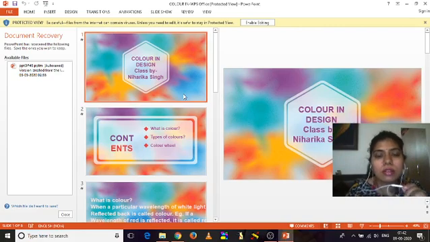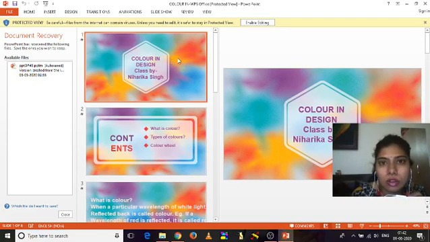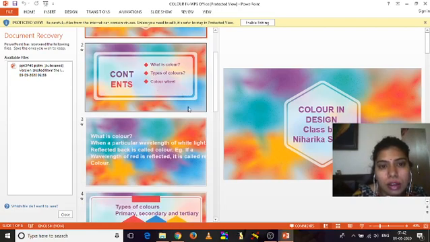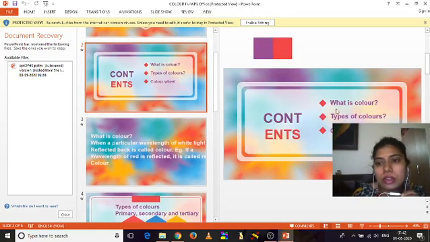So you can see here that the first slide says color in design. So basically we have colors around us. We see colors everywhere in nature, in living things and non-living things. But it is very important to understand that colors are very important in design. So from the design perspective, we will understand what color is. So you can see the content slide here. You can see what is color, then we'll see types of color, then we'll see a color wheel.